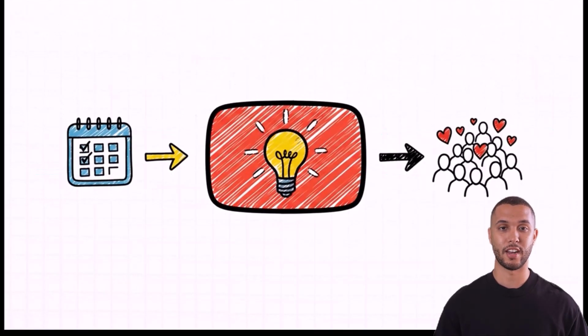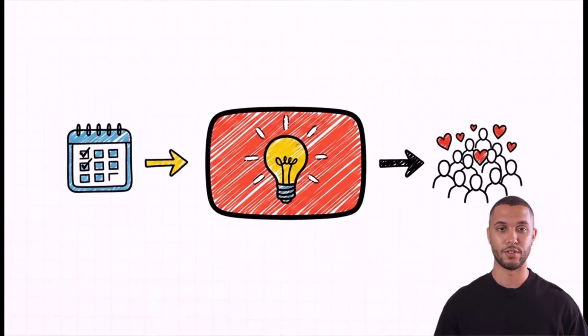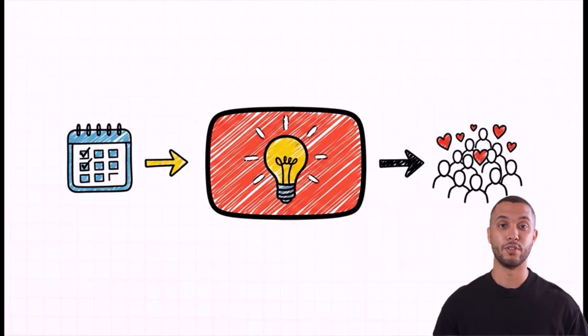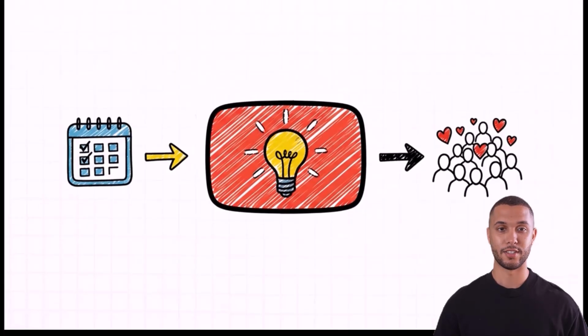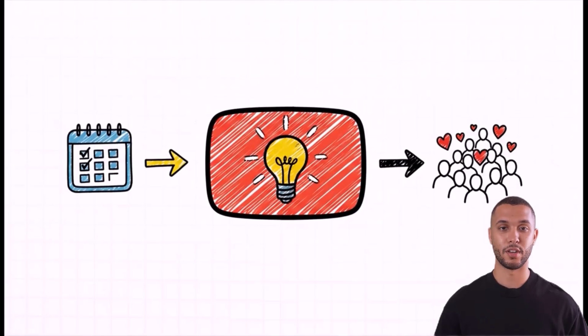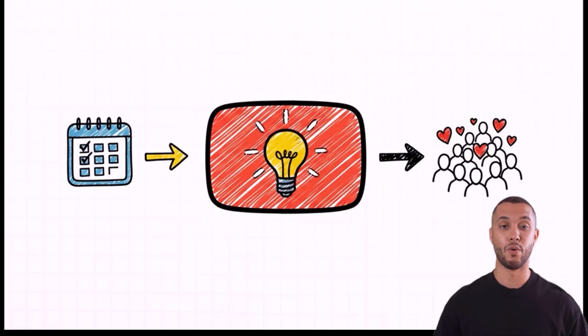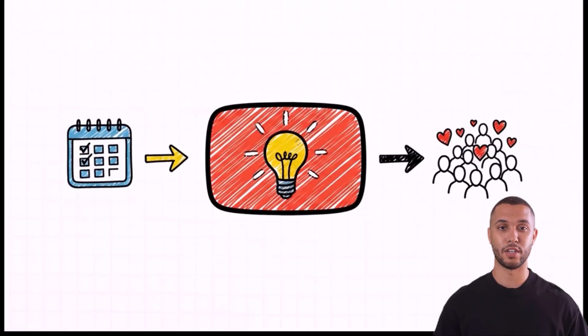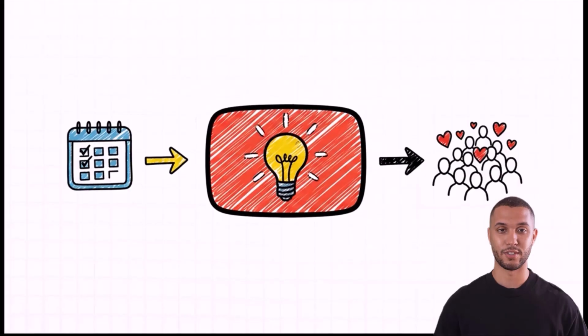So for the first 30 days, your mission, should you choose to accept it, is simple. Just create value. By posting one YouTube video a week, you're not just throwing content out there. You're starting to build a community, a tribe of people who will eventually become your biggest fans and customers. It's all about building trust before you even think about asking for a sale.